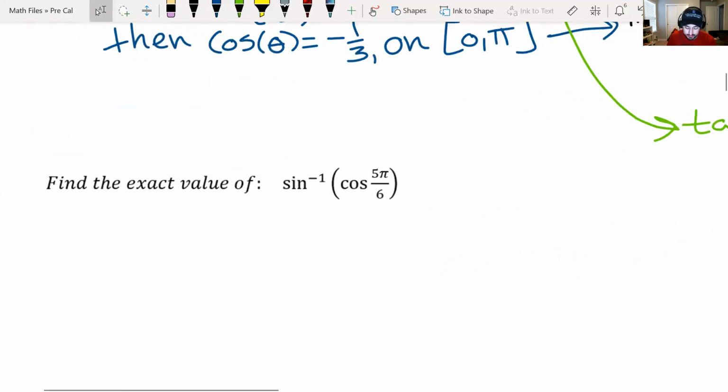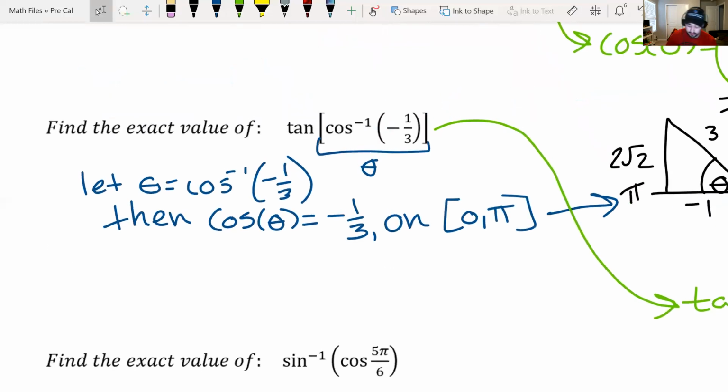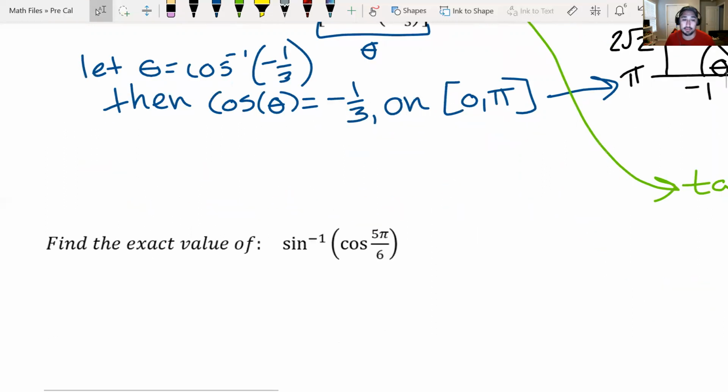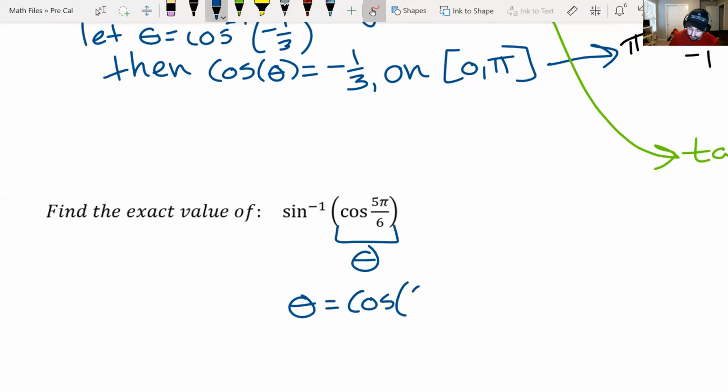Okay, last one on this page. This one's handled a little different. This is the inverse sine of the cosine of 5 pi over 6. Everything else has been tangent of an inverse function. This one is the inverse of cosine. Okay, well, this is not too bad. I mean, sure, we could still make this a substitution. We let theta equal the cosine of 5 pi over 6.